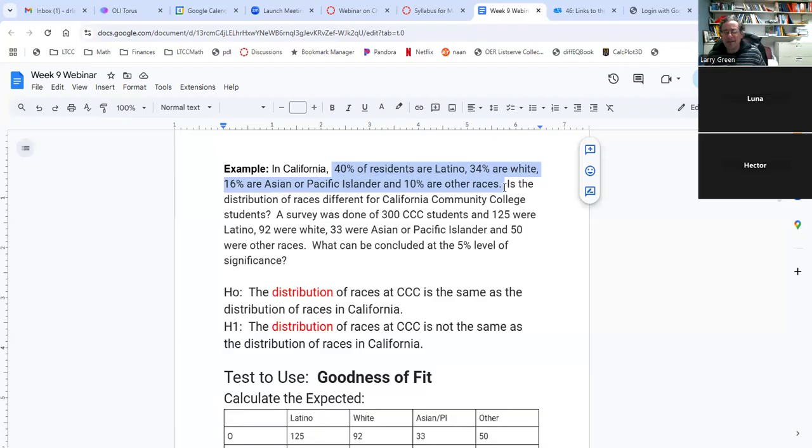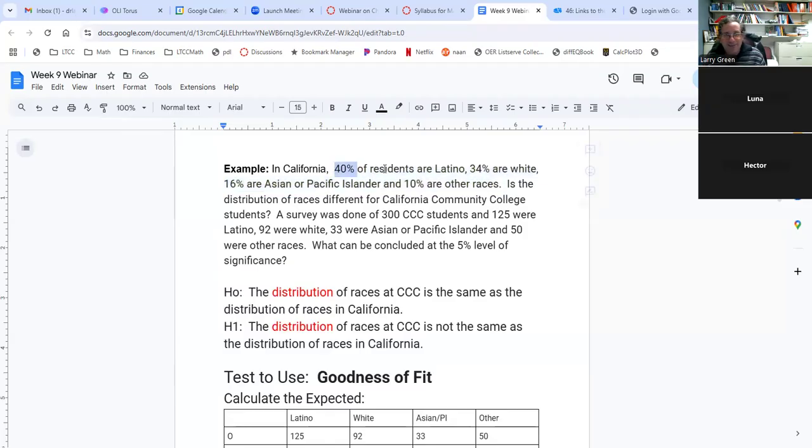So how would we just figure out what we would expect to have if community college students had the same racial distribution as all of California? How would we do that? Any guesses? Again, it's not that hard. I don't see you typing it in.